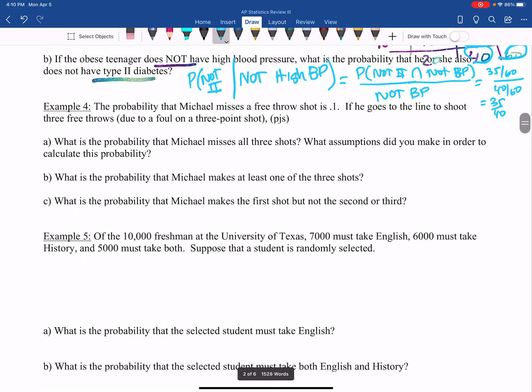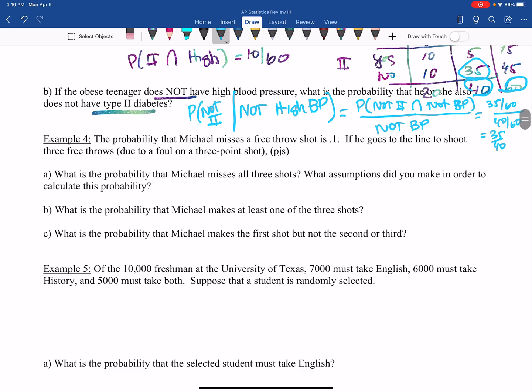Okay, let's go to example 4. The probability that Michael misses a free throw shot is 0.1. So this is misses. If he goes to the line to shoot 3 free throws, kind of like the one that we saw in class a couple months ago when we did the basketball video. What is the probability that Michael misses all 3 shots?